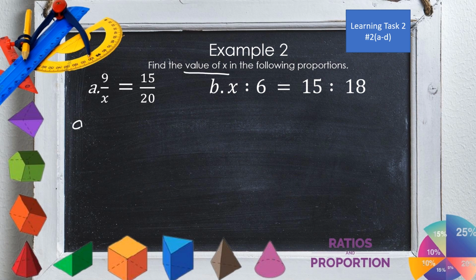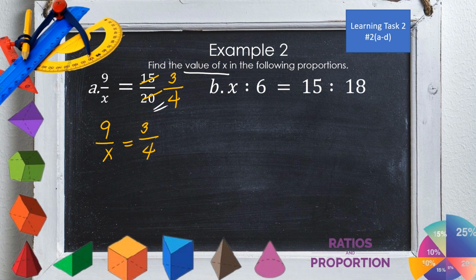So for A, before we cross multiply, maybe we can get the lowest term first of the second number, so it will be easier for us to multiply. So 15 over 20 can be divisible by 5. 15 divided by 5 is 3, and 20 divided by 5 is 4. So we're given 9 over x, and the lowest term of the other side is 3 over 4.